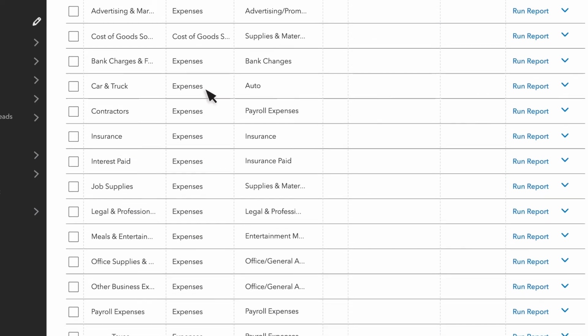Cost of goods sold and expense accounts like office supplies help you track your spending. These accounts don't have balances because they help you track the profit of your business for a specific period. You wouldn't usually want to see how much you spent on office supplies from the time you started your business. Instead, you run a report to see how much you spent for a month or a year.